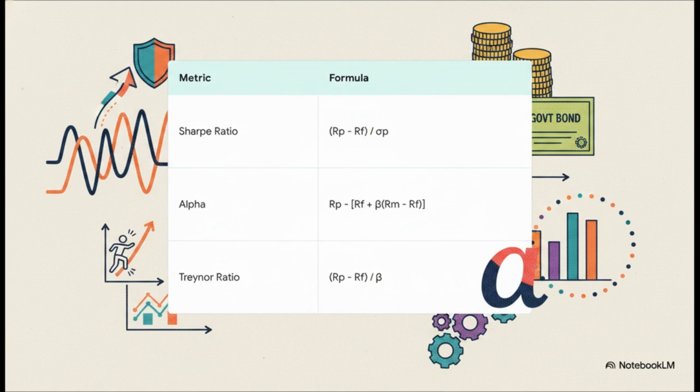Enter our risk-adjusted metrics. Take a look at the Sharpe ratio. It subtracts the risk-free rate, like a super safe government bond, from the portfolio return and then divides it by the standard deviation, which is basically the volatility. A high Sharpe ratio means the fund manager isn't just taking wild, reckless swings. They're actually getting great returns for the exact level of risk taken. And alpha? That shows us exactly how much pure value the manager added compared to the broader market.